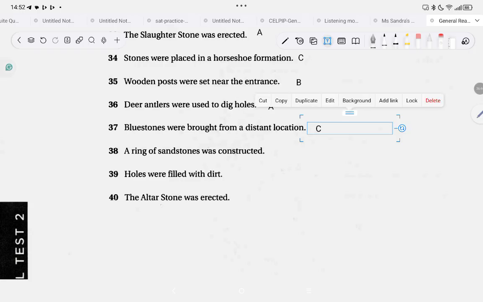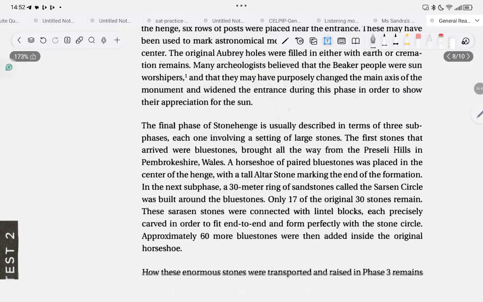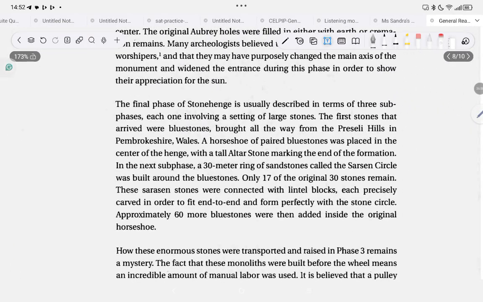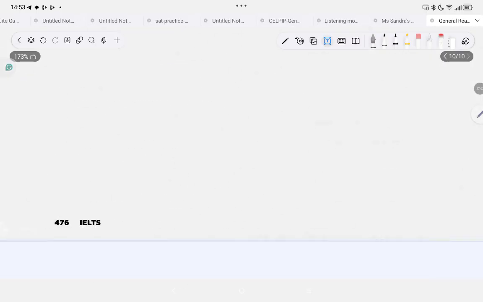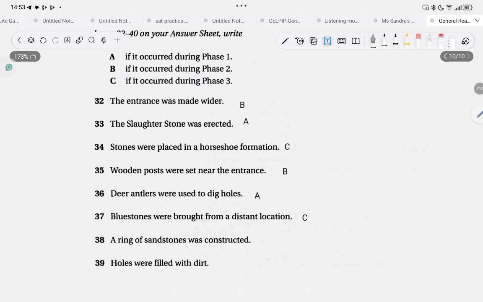A ring of sandstones was constructed. That's 38. So it says here, in the next subphase, a 30-meter ring of sandstones called the Sarsen Circle was built around the bluestones, and that's the final phase. That's C.